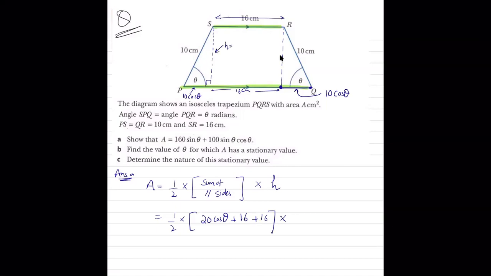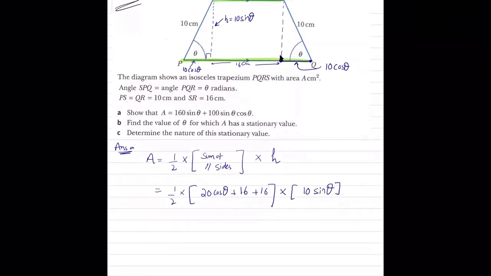Now, the height of the trapezium is going to be found by using sine theta as a ratio. Sine theta is equal to the perpendicular or the opposite side divided by the hypotenuse. So this perpendicular length is going to be 10 sine theta. So I can replace the height by 10 sine theta. Now all you need to do is simplify this. So 1 upon 2, (20 cos theta plus 32) times 10 sine theta.